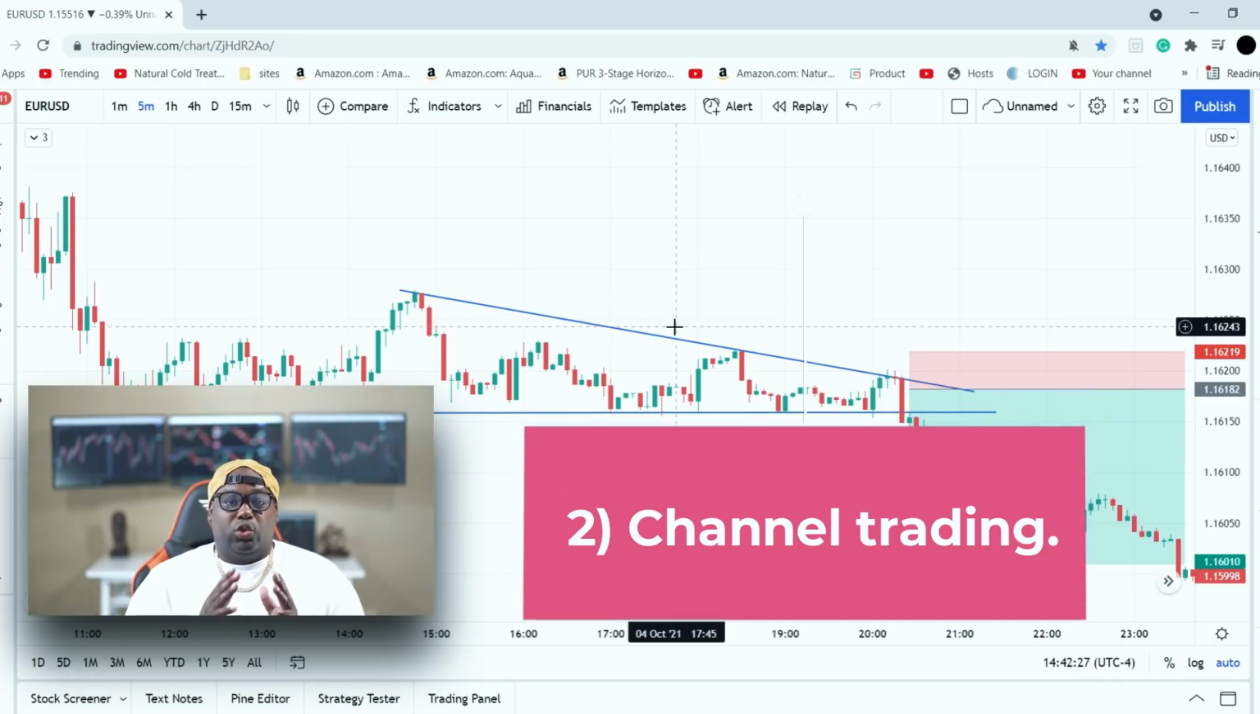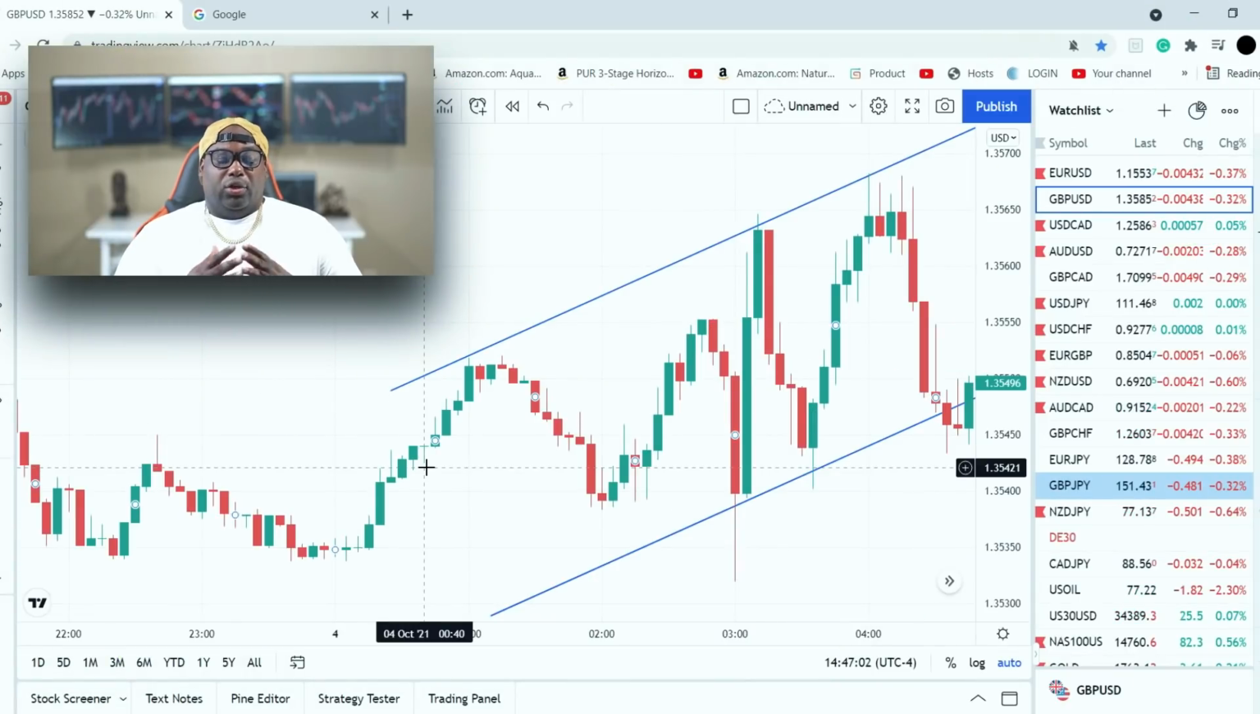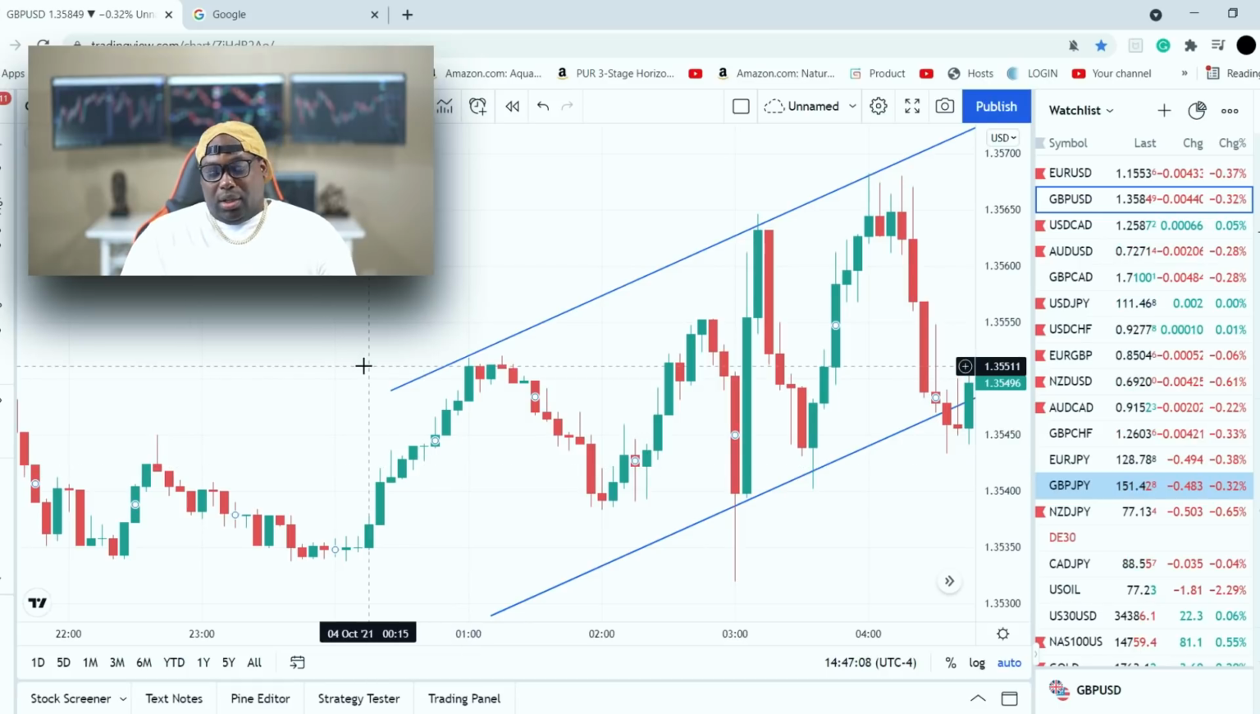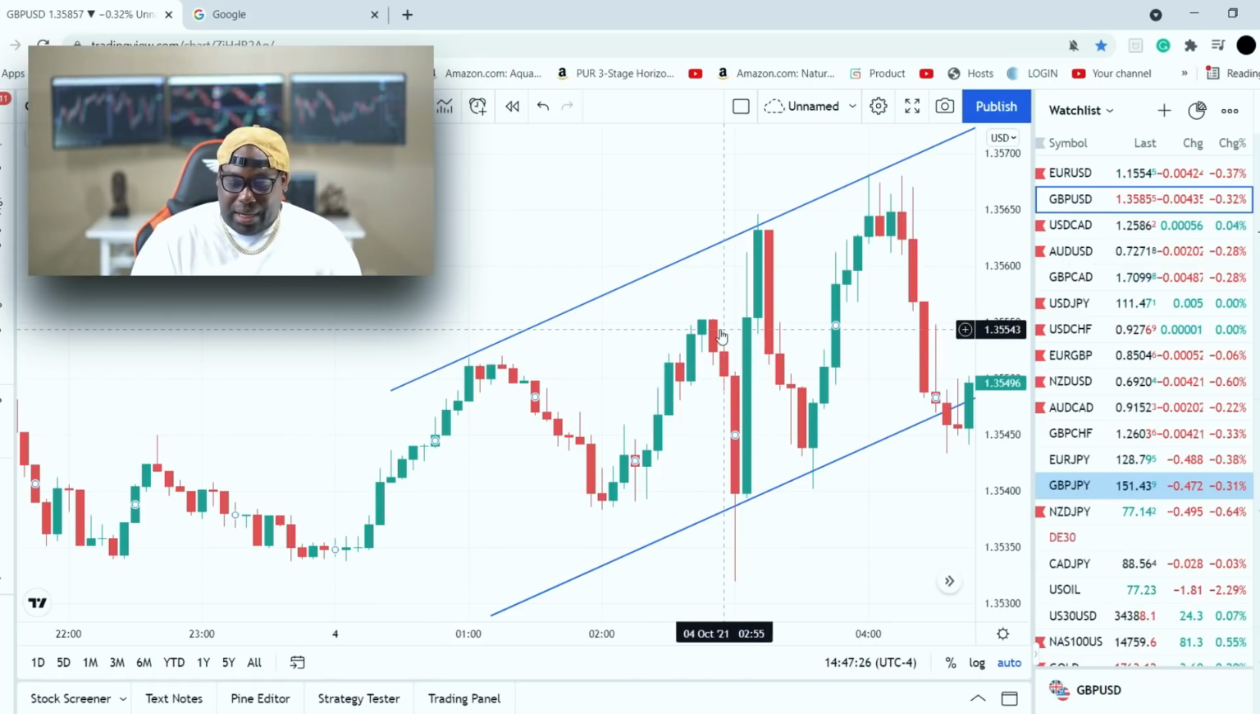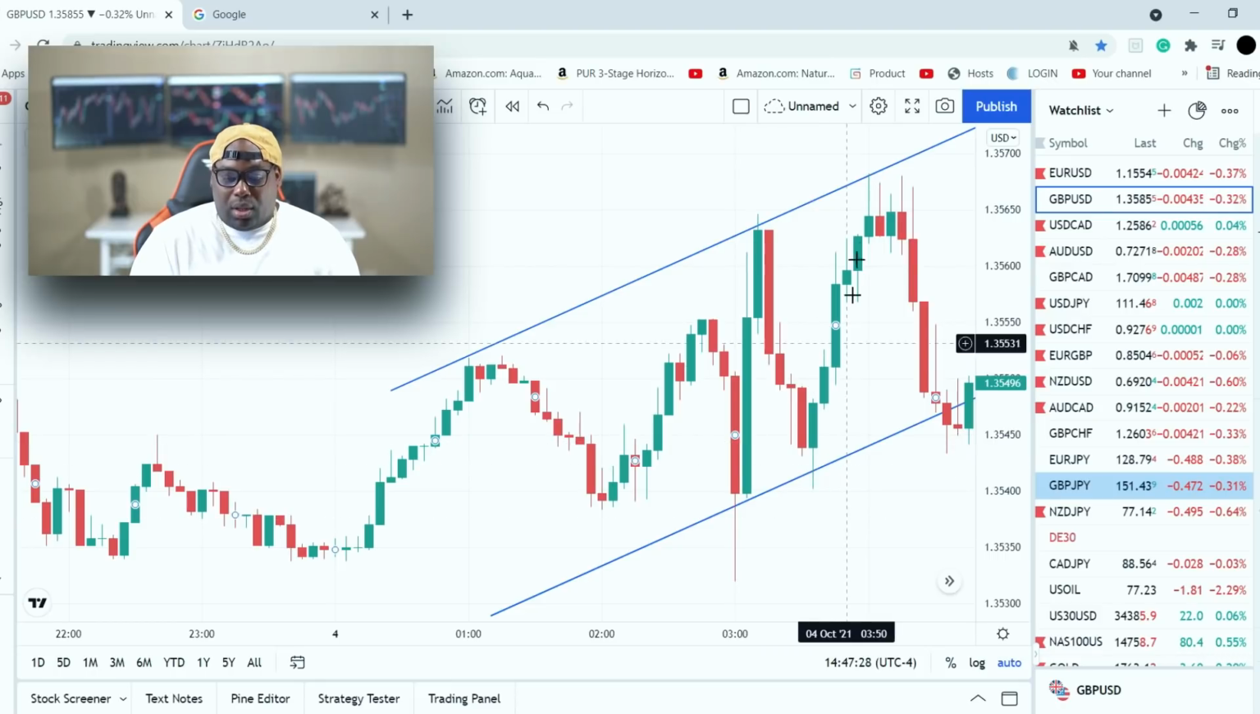Number 2, channel trading. Let me show you guys a quick example. When it comes to channels, they have either tight channels or wide channels. Right here, this example is a wide channel. You want your channel to be wide enough so you have enough space, because what we are looking to do is take advantage of the way the market is moving. It's moving in waves. So notice how the market is going up, down, up, down.